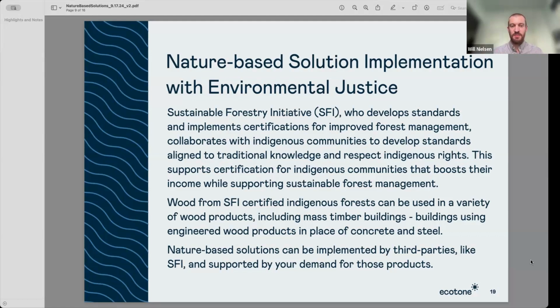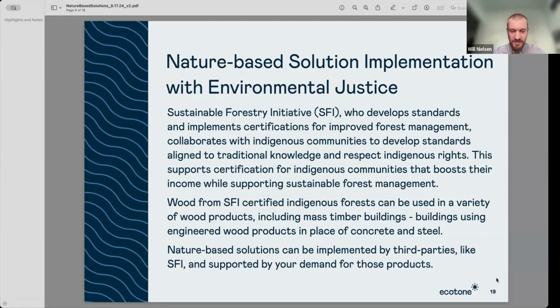So that's another example of how these nature-based solutions can be developed in a forestry application and done so with that intentional environmental justice approach attached to it as well, in this case focused on indigenous communities managing forests. So that's another example that we have going here.